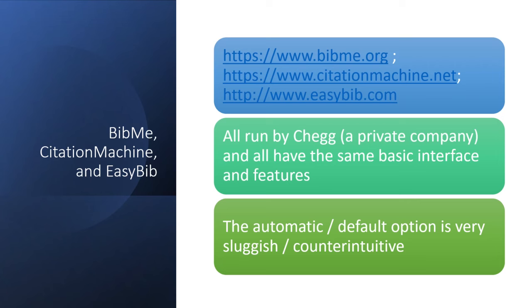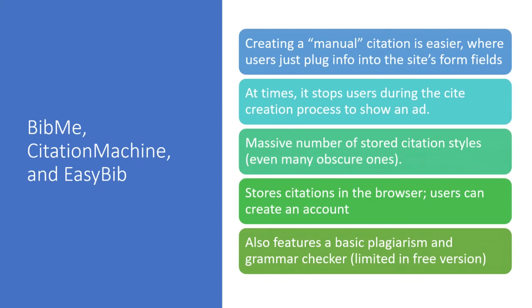The downside of BibMe, Citation Machine, and EasyBib is that the automatic default option, which is a search for your article, is very sluggish and kind of hard to get through and very counterintuitive. Researchers can also create a manual citation where you plug the information into the site's form fields. A lot of times the system will stop you in the middle of your citation creation to show an ad, which again is distracting. But there are a massive number of stored citation styles and many, many obscure citation styles.